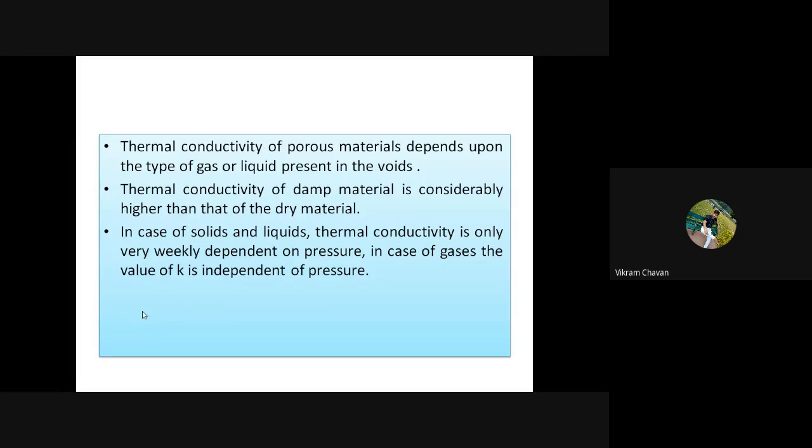So that is nothing but what? Weakly dependent on pressure. So this pressure is nothing but, one can say, the external pressure.